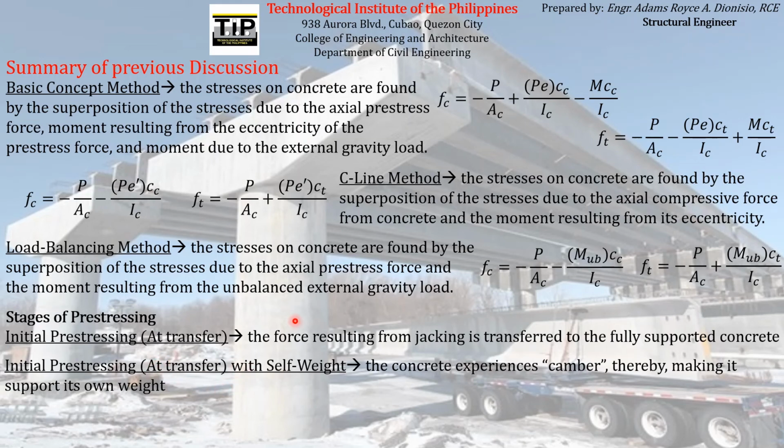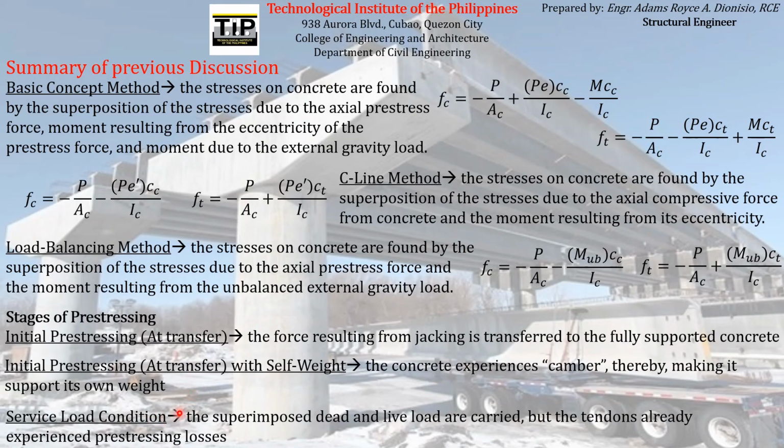The last stage of prestressing that we studied from our previous discussion is the service load condition, wherein the superimposed dead and live loads are carried by the concrete element itself, but the tendons already experience prestressing losses. You can expect at this particular stage that the prestressing force acting on the prestressing reinforcement has a reduced magnitude because of the occurrence of what we call prestressing losses, which are the main topic of our discussion for this meeting. So that is the summary of our previous discussion.